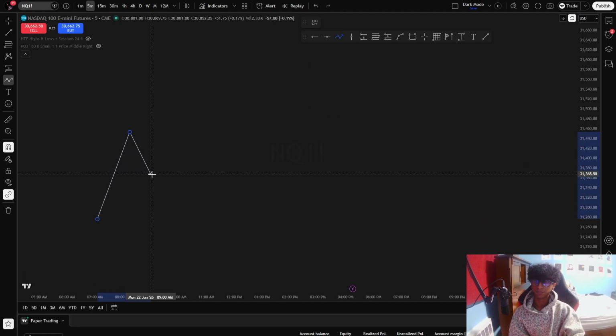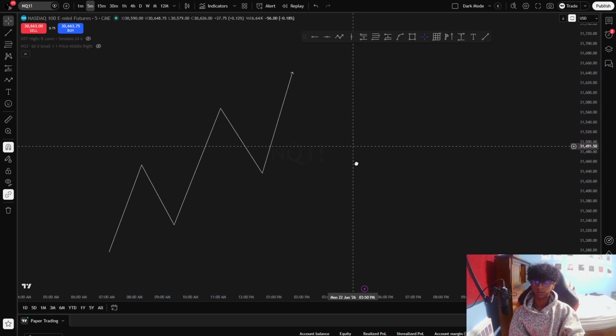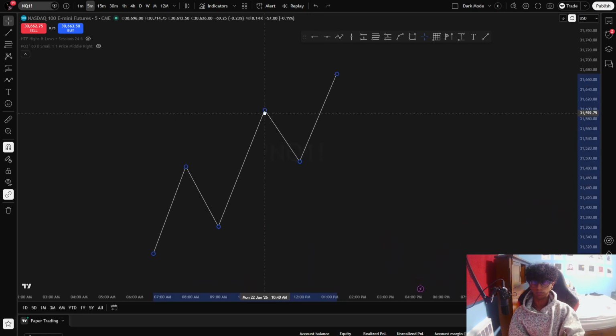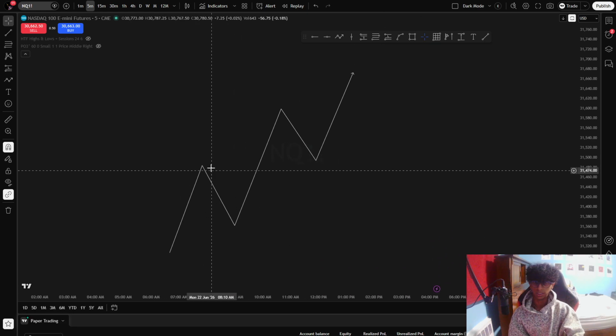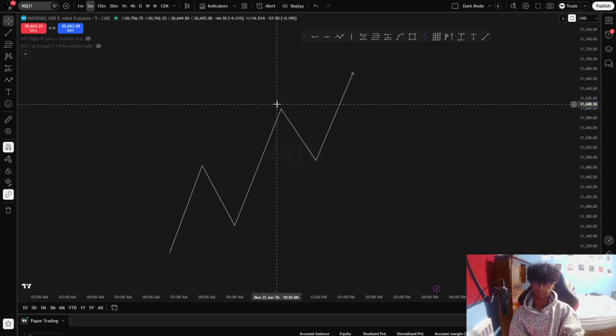So let's see this right here. I'm going to draw a little uptrend. This is an uptrend. Obviously, you can see it's going up. But why? What makes this an uptrend? This is a high. This is a high. What is a high? It's a move up, then a move down. So this is a high, and the next high is a higher high.